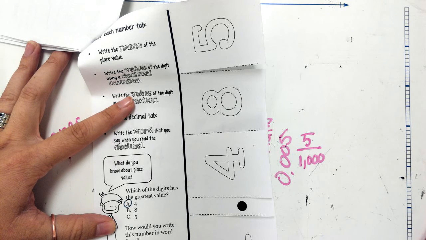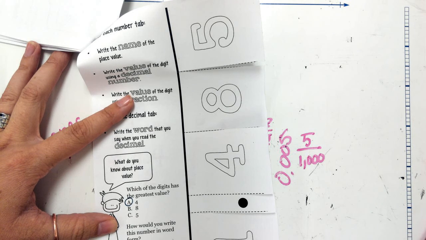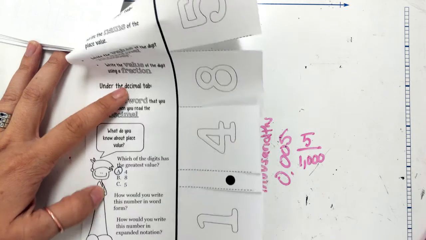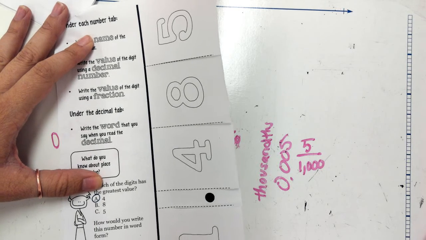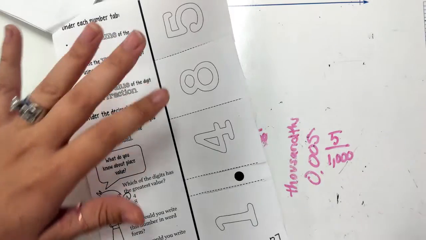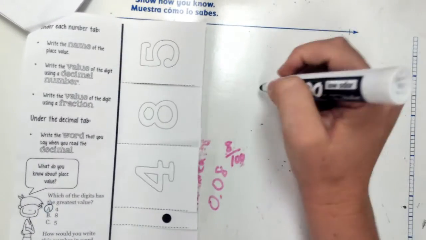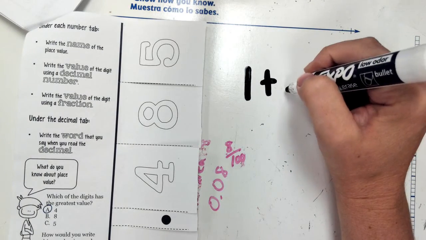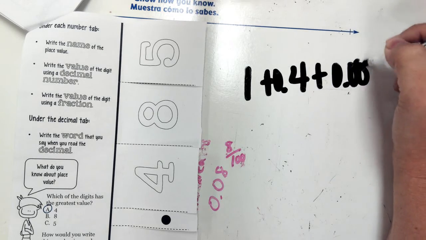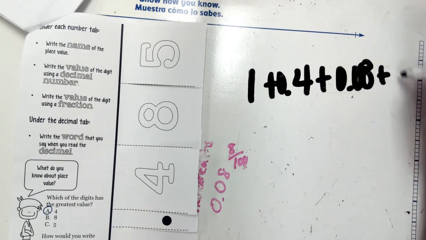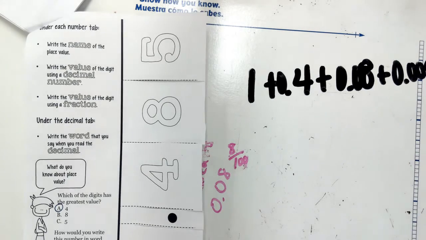How would you write this number in word form? We would write it in word form. I'm just going to say it. We don't have any room. 1 and 485 thousandths. And you would write it in expanded notation. I'm going to write it right here. Expanded notation is 1, plus 4 tenths, plus 8 hundredths, plus 5 thousandths.